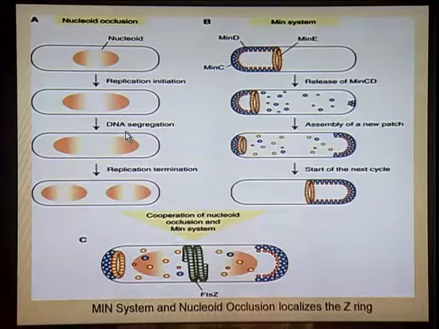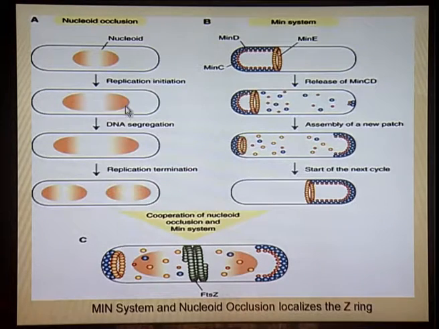Now, coming to the nucleoid occlusion phenomenon here, the nucleoid is actually the chromosome of the bacterial cells. We call it nucleoid because they are not enclosed in a membrane bound organelle. Okay, now the nucleoid replication will start, and you can see here that the nucleoid is enlarging in size, which means the chromosome numbers are doubling, increasing.